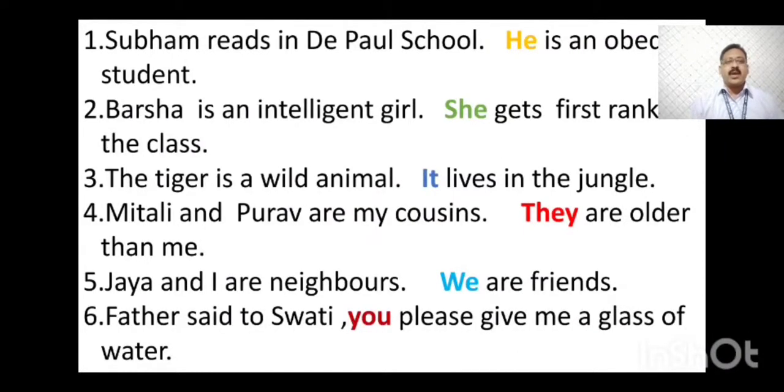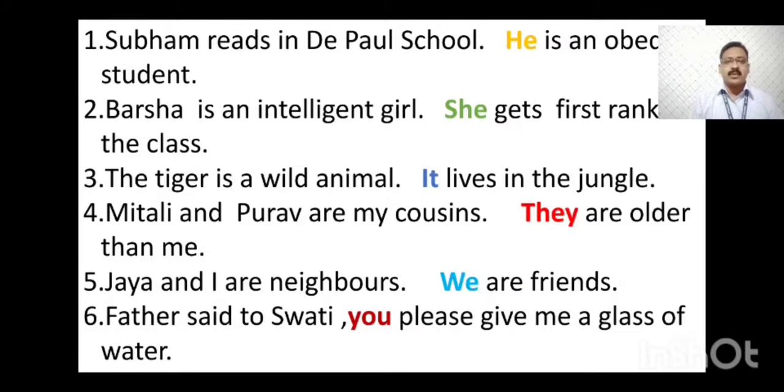Okay, now how to use a pronoun? You can see: Subham reads in DePaul school. Subham is a boy. We are talking about Subham who reads in DePaul school. So he is an obedient student. Why have we put he there? Because he is used for a male or boy. He is a pronoun used for a boy or male noun. Subham is a male noun, a boy. So we have used he in place of the noun Subham.